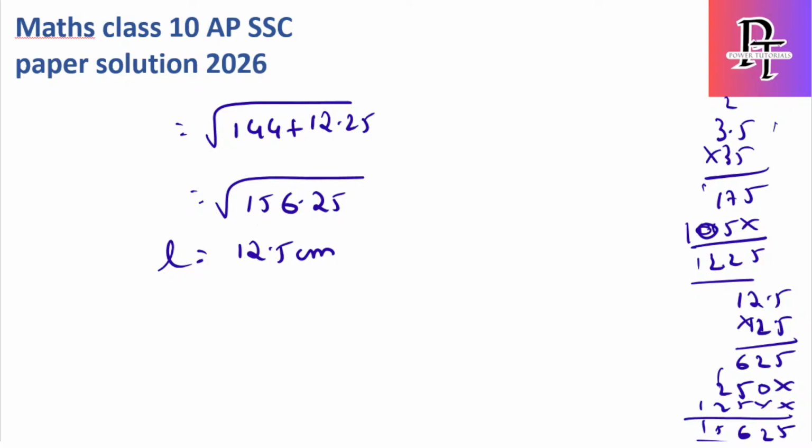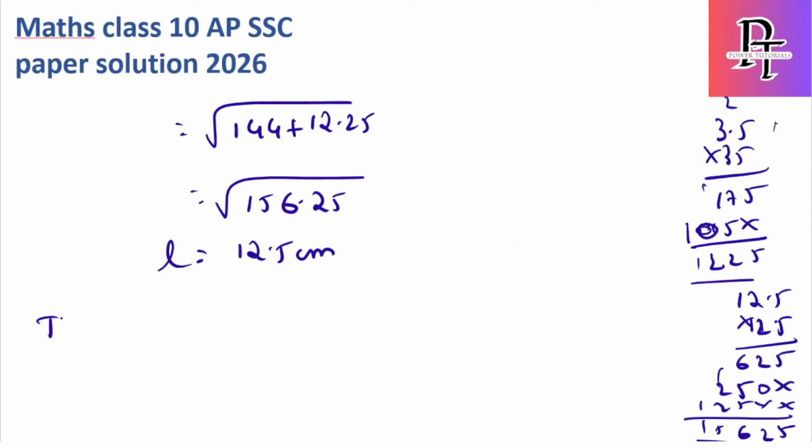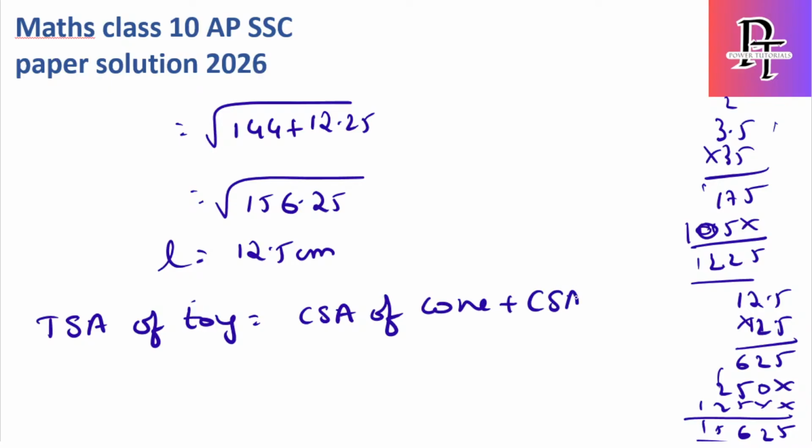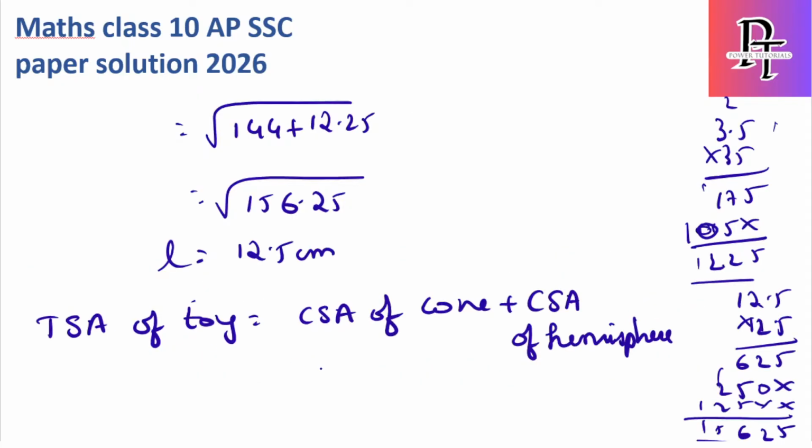Now let's see what they are asking. Find the total surface area of the toy. So TSA of the whole toy will be CSA of cone plus CSA of hemisphere. So why are we talking about CSAs, why not TSA? Because the bottom part of the cone is inside it, in the same way the upper part of the hemisphere is inside it, which cannot be seen from outside. So if they are asking about total surface area, which is only the outside area, it is CSA of cone plus CSA of hemisphere.